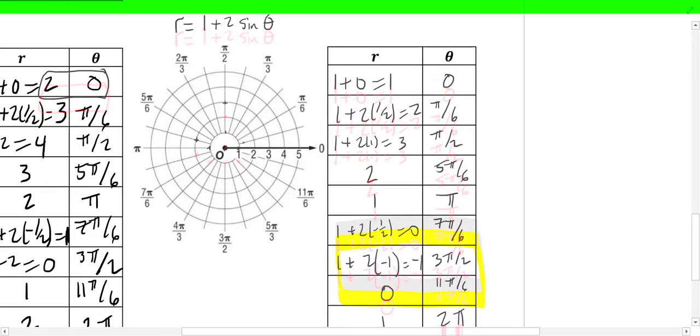So what's happening is, oh, I lost my pi over 6. Pi over 6 should have been 2. Like that. I keep losing points. I don't know why it just won't let me keep them all. It's being weird. Oh, that's because I have this one in the wrong place. Oh, I just lost. There we go.